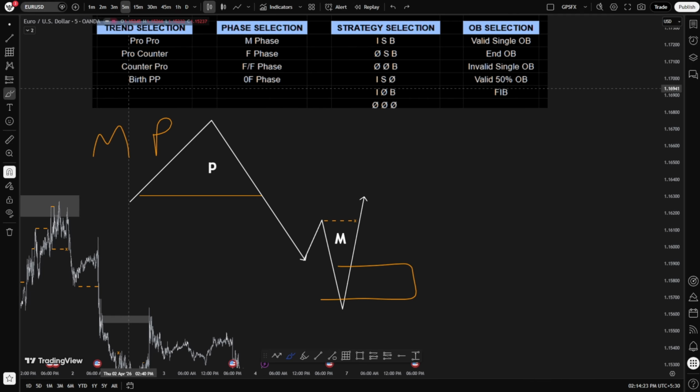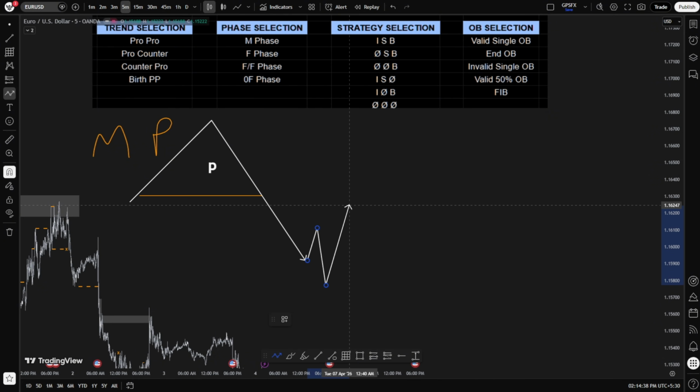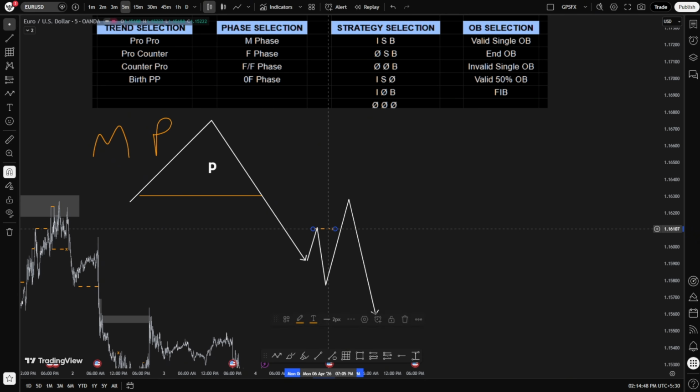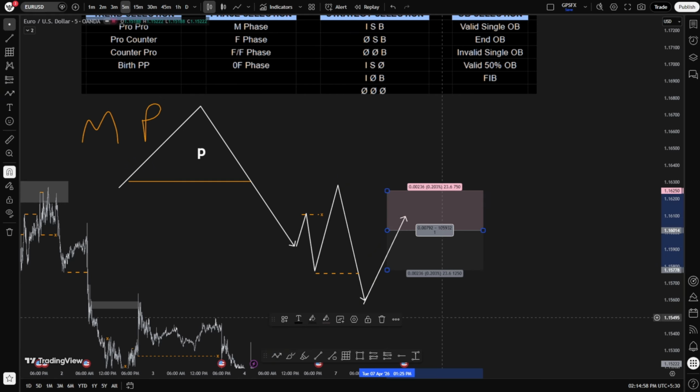Okay, so what is birth pro? Actually, guys, this is taking an entry somewhere like, let's say the minor structure is not yet created, right? So sometimes what can happen is when a minor structure is created, usually the market will break this point, something like this, right? So we will consider this as a minor structure, but the market will most probably break this. So we will consider this as a minor breakout structure, right? And this is the point where we can actually take this trade. You can take a sell entry right here, right?